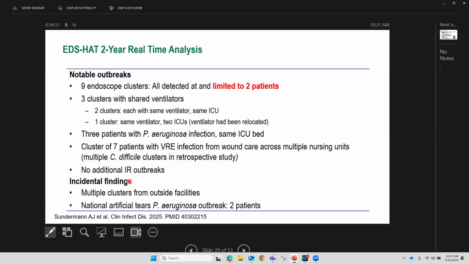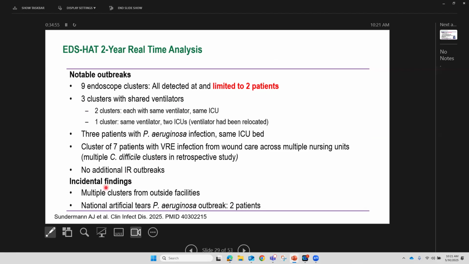Incidental findings. So we identified a number of outbreaks from outside facilities. So a patient develops a fever at a nursing home and they get sent to the hospital with, say, group E strep bacteremia. Another patient with fever comes from that same nursing home. We do the sequencing and we identify the outbreak that the nursing home was unaware of.